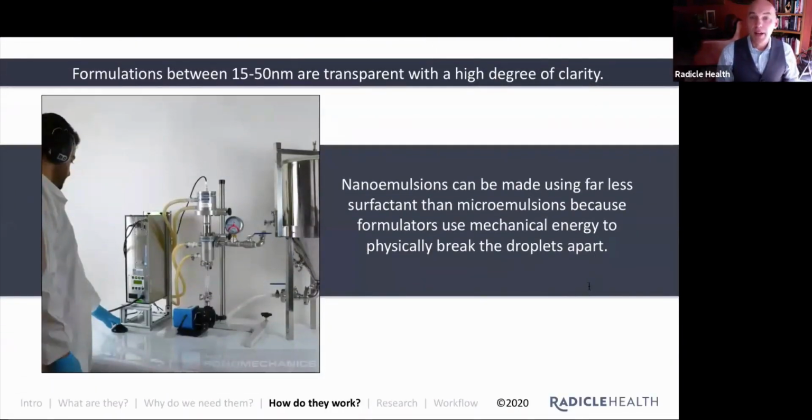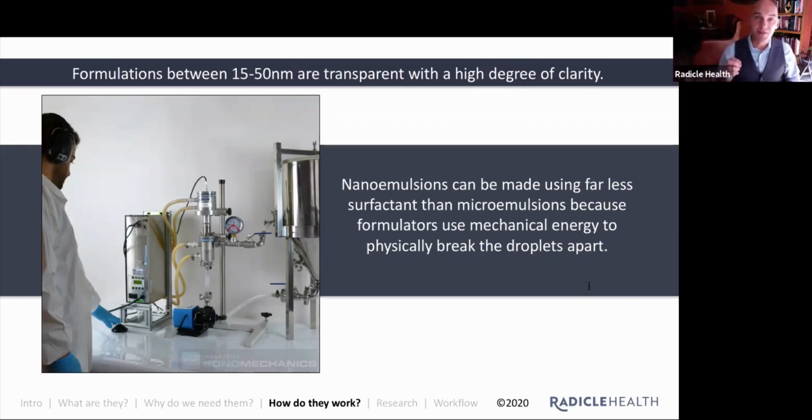So like microemulsions, nanoemulsions can be translucent or transparent. And again, they're stable mixtures of oil, water, and surfactant, and they have very small droplet sizes. So nanoemulsion-based formulations in which all of the droplets are smaller than 100 nanometers are translucent. And if you can get the formulations between 15 and 50 nanometers, these are transparent. They have a high degree of clarity.